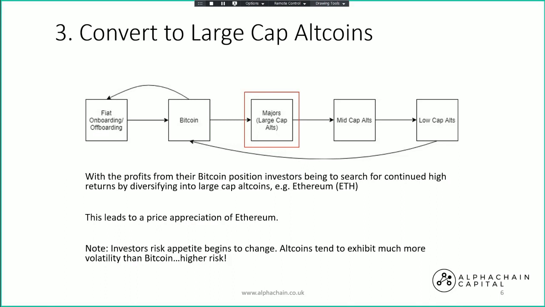What you also note as well, which is just worth mentioning, is that investors' risk appetite begins to change over time across the cycle. As they search for a greater yield, they then start to enter more risky investments. And as we've mentioned, the altcoins are far more volatile than Bitcoin currently is.